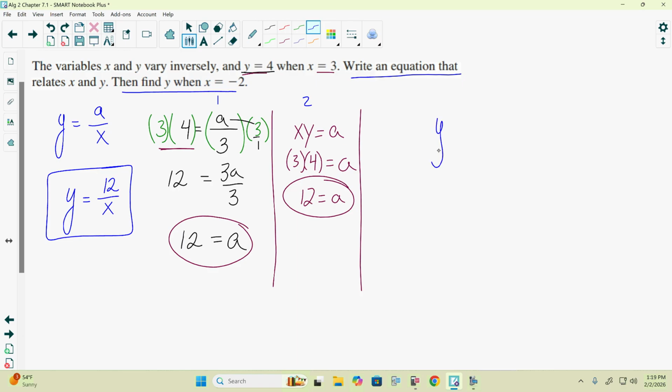Now the last part is to find the value of y when x is -2, yes? Well, we know the equation, y equals 12 over x. So in this case, it'd be 12 over -2, yes? And 12 divided by -2 is? So the second part of our answer is y is -6. So y equals 12 over x, and y equals -6. That's it. Questions on this here?